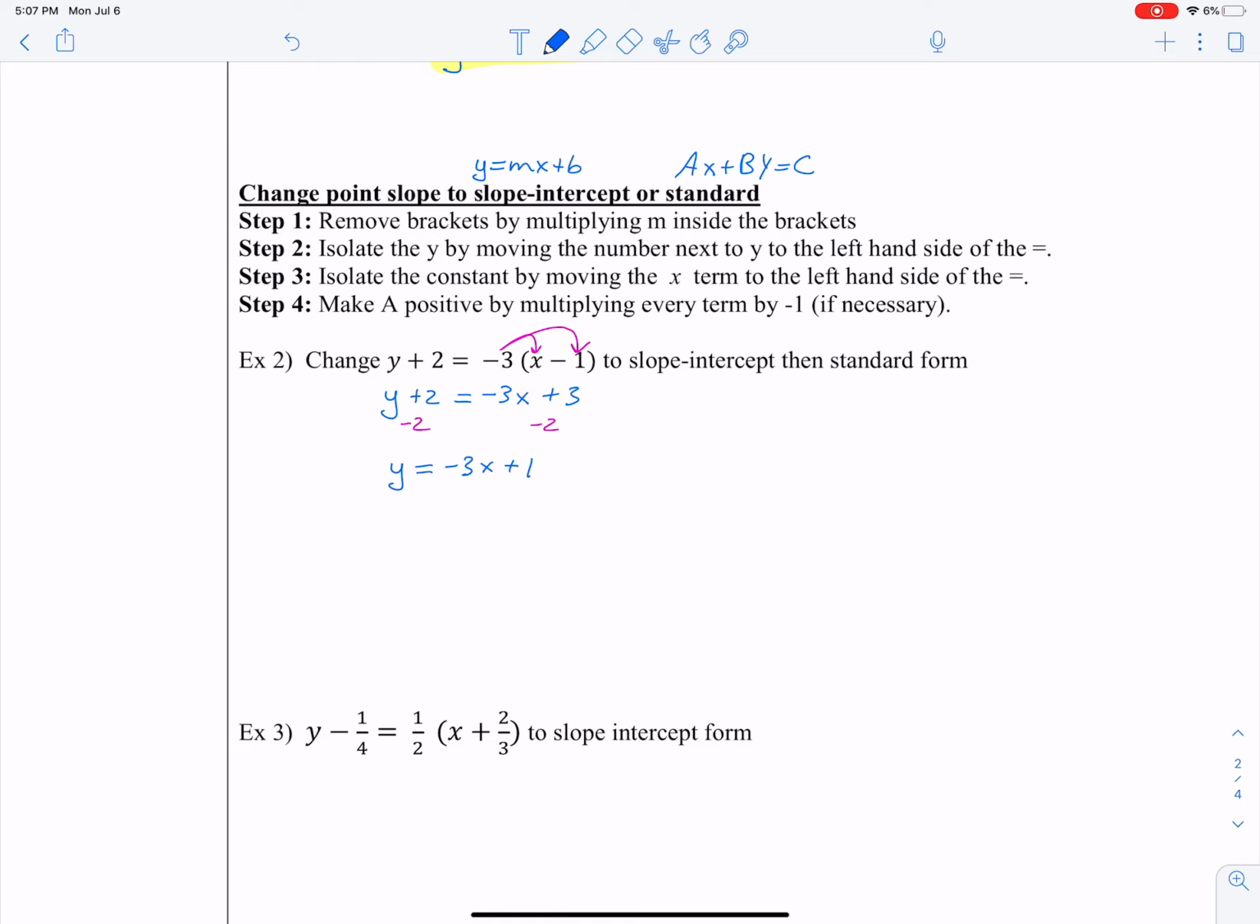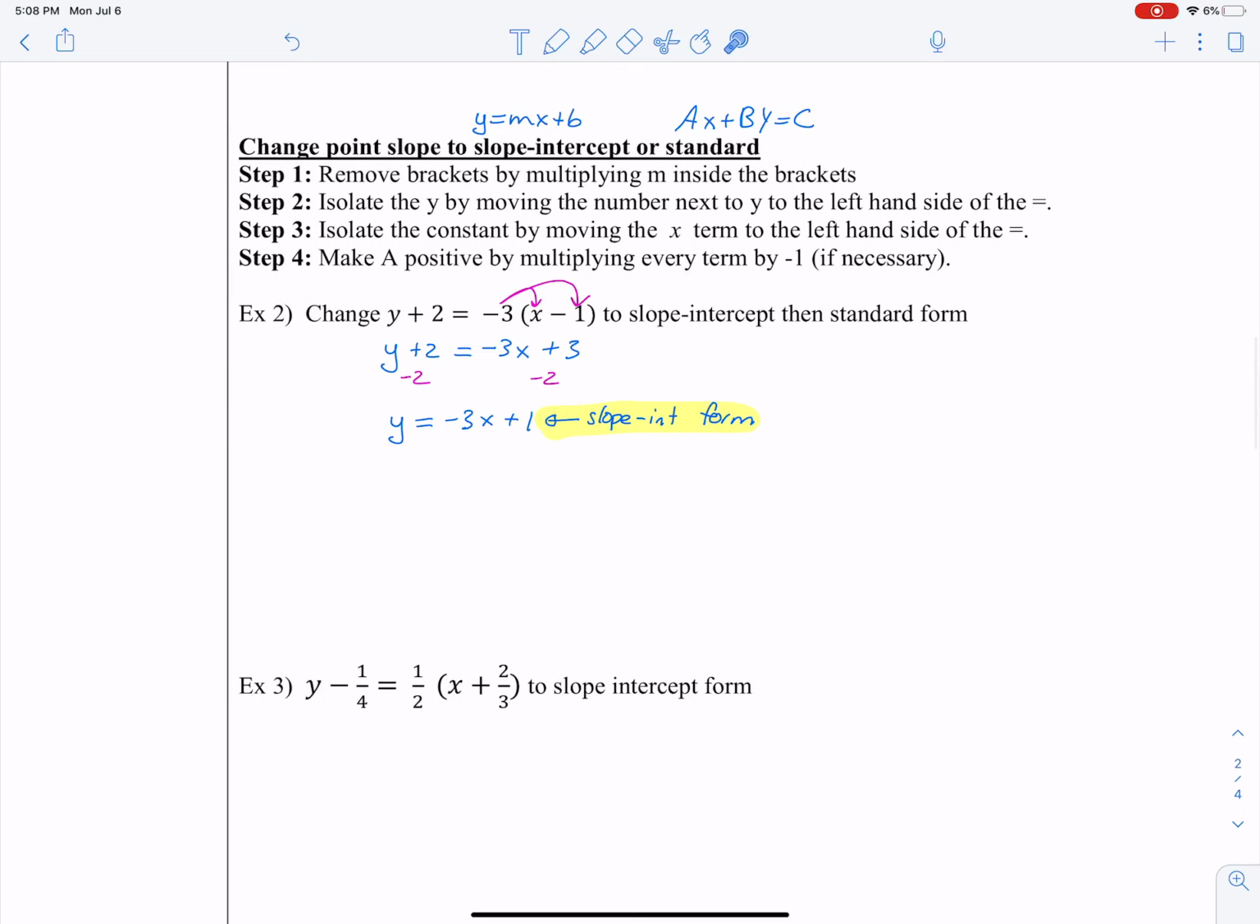And at this point, we have now found our slope intercept form. Okay, so if the question asked you for slope intercept form, you would be done at this step. Anytime you're going to standard form from point slope form, you always move through slope intercept form first. Okay, so you're always going to find slope intercept form on your way to finding standard.